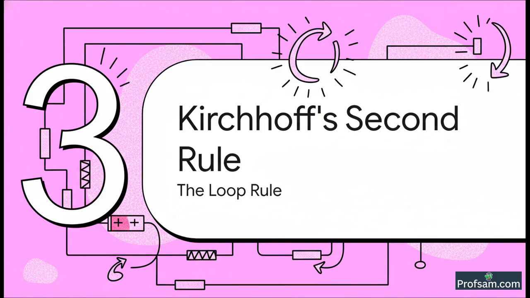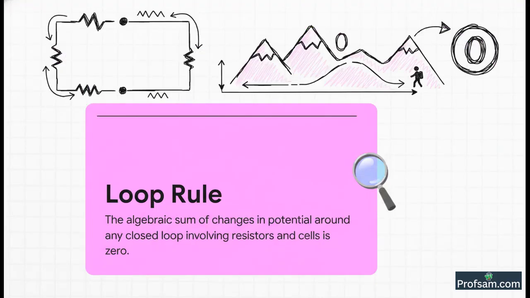Now remember, the first rule was based on the conservation of charge. This one is based on the conservation of energy. It might seem a little more complicated, but trust me, we'll break it down and make it super easy. Okay, so the textbook definition says that the algebraic sum of changes in potential around any closed loop is zero. Now, what does that actually mean? Well, imagine you start at one point in a closed loop. You take a walk all the way around the circuit, passing through all the resistors and cells, and you come back to your starting point. The rule says that the total change in your potential will be zero.